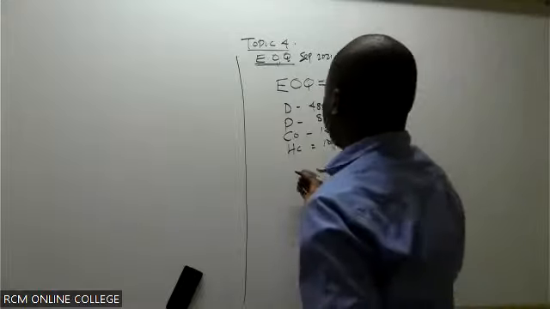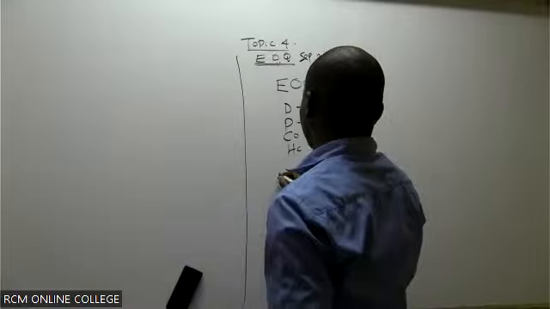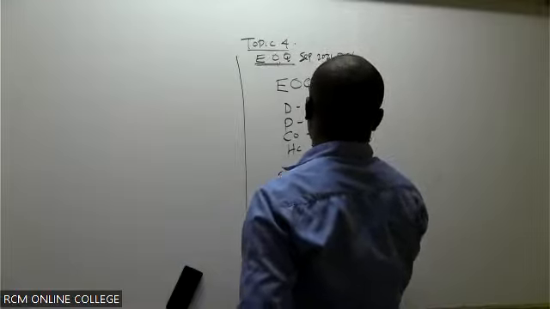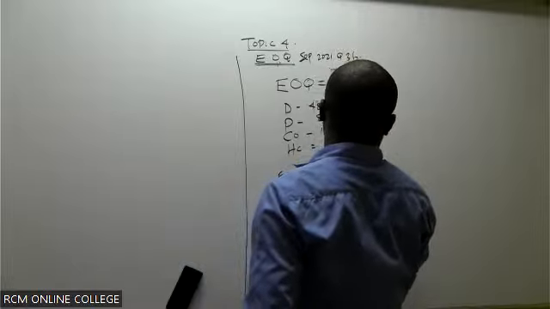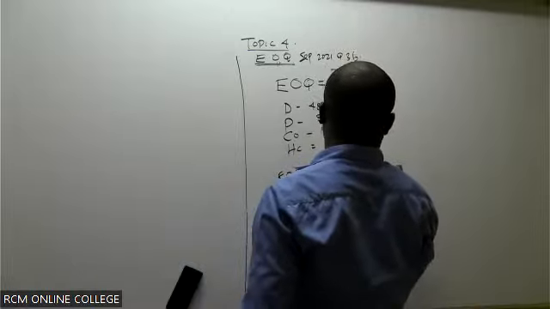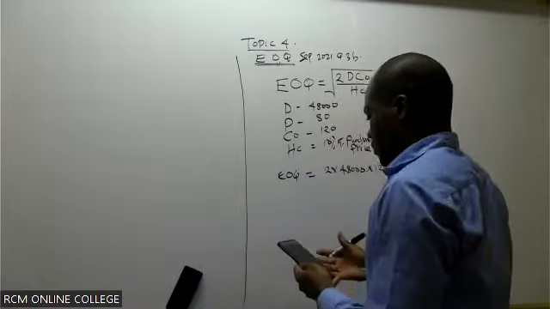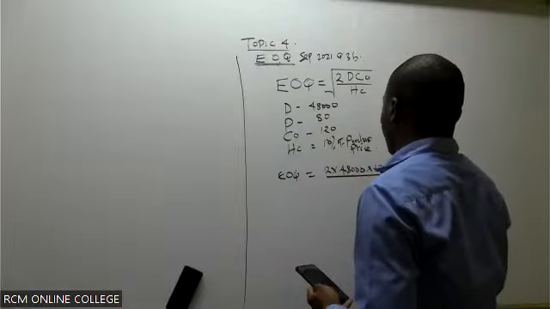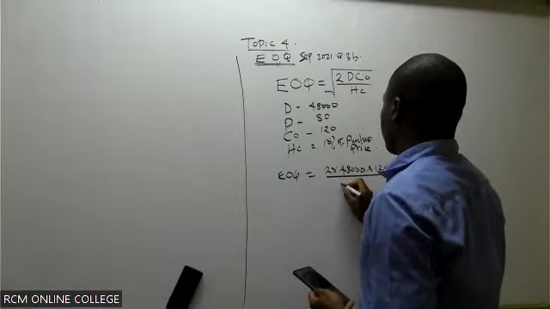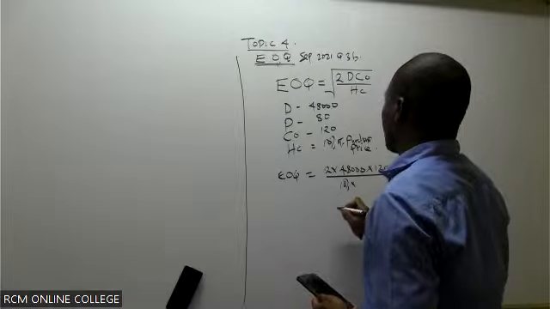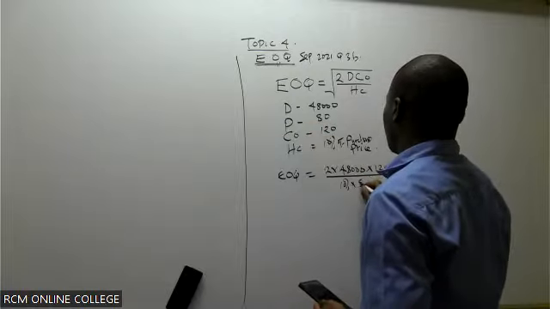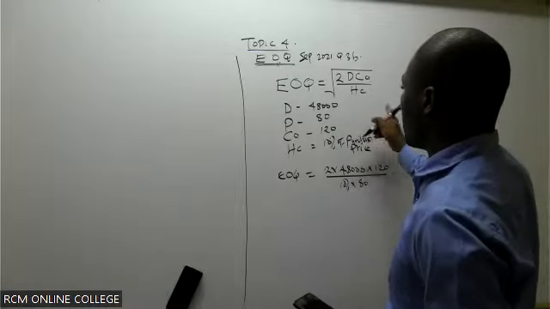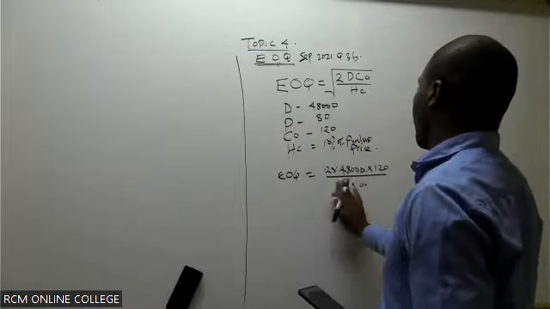Okay, so we have economic order quantity is equal to the square root of 2 times D, 48,000, multiplied by ordering cost, which is 120. Then we divide by holding cost, which is 10% of purchase price, which is 80. So you can decide to put it here like this, or you've already worked it out somewhere. You know it is going to be 8 shillings.